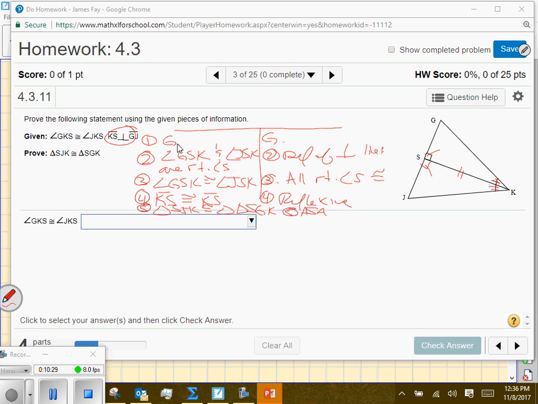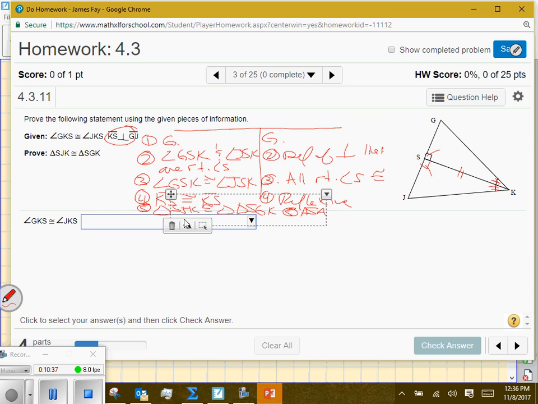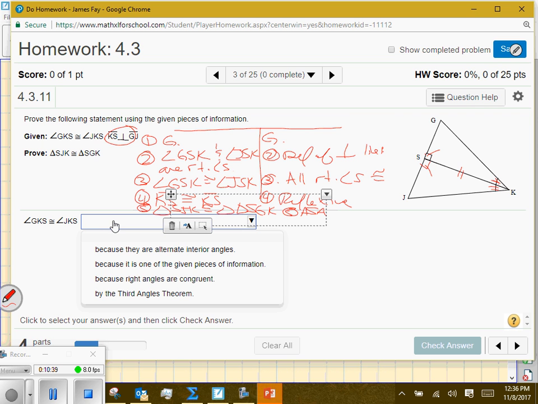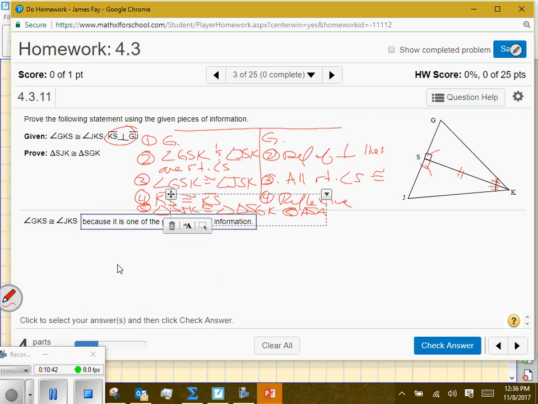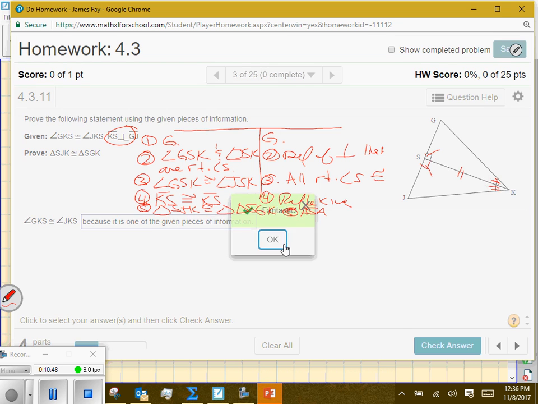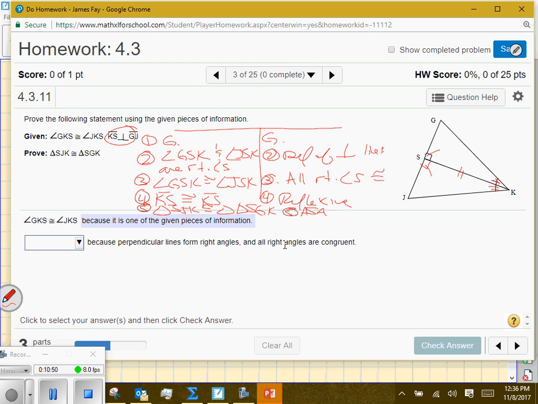So, when I start choosing my options here, it says angle GKS is congruent to angle JKS. Well, why is that? You write because it is one of the pieces of given information, right? There we go. Check my answer. Okay. So that's maybe the first sentence I would write, okay?